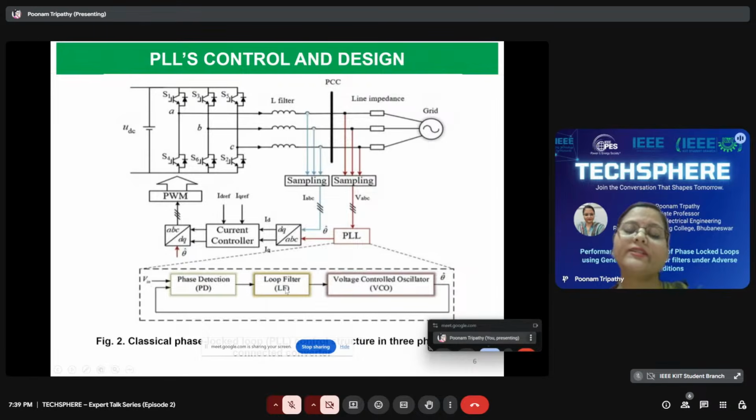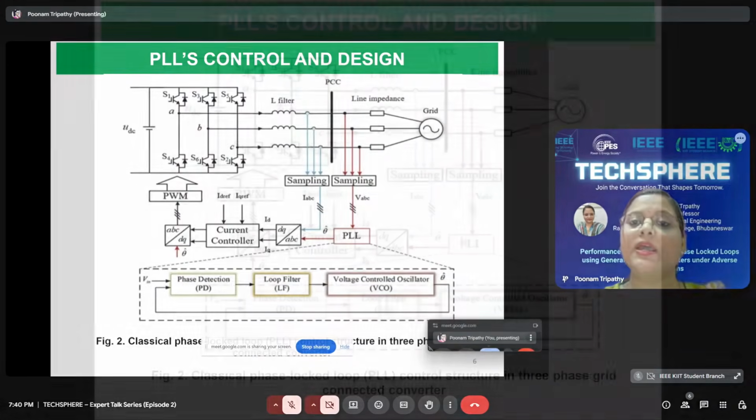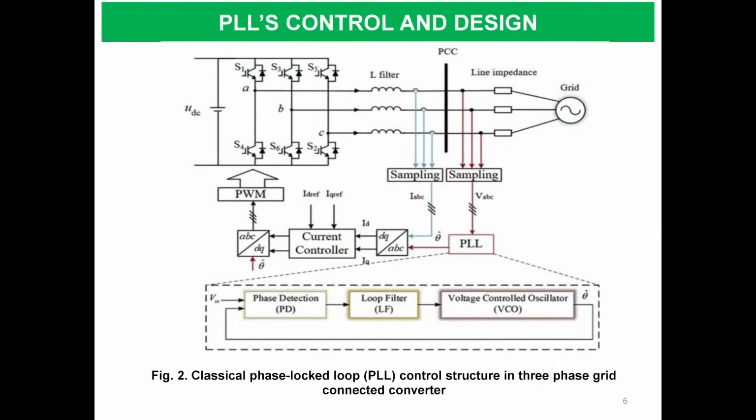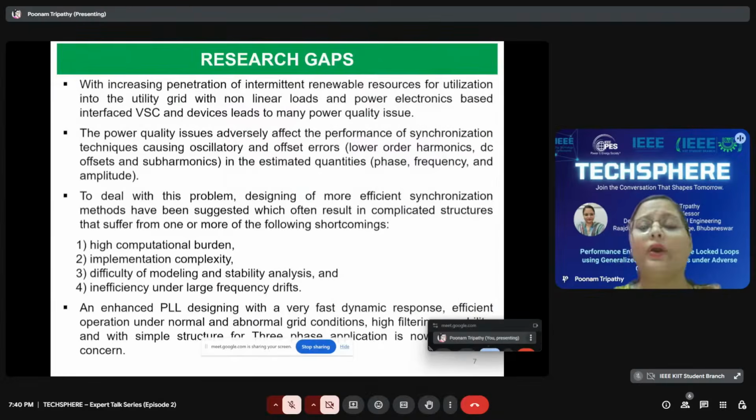Then the error is given as an input to the loop filter, which is basically a proportional integral controller, and it generates the output in terms of frequency, that is the estimated grid frequency. This is then given as an input to the voltage control oscillator, which is basically an integrator, which in return gives the output in terms of estimated phase angle. Overall, among different types of PLL, the SRF PLL is the most widely used one. In the next slide, I will elaborate the functions of the classical or conventional synchronously rotating reference frame PLL.